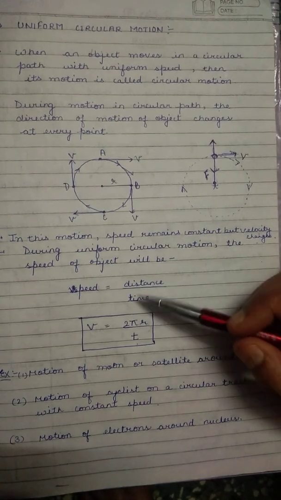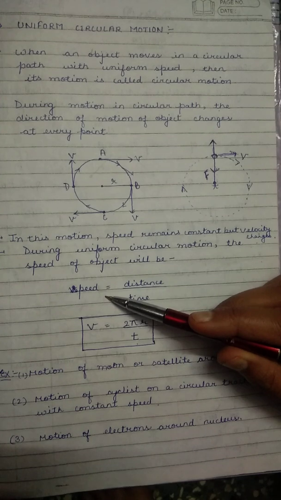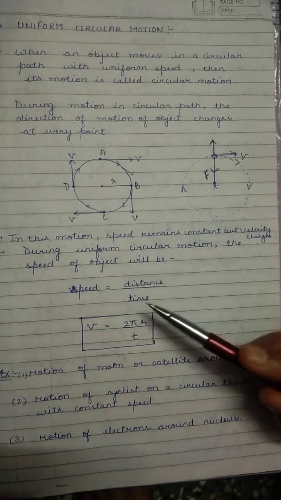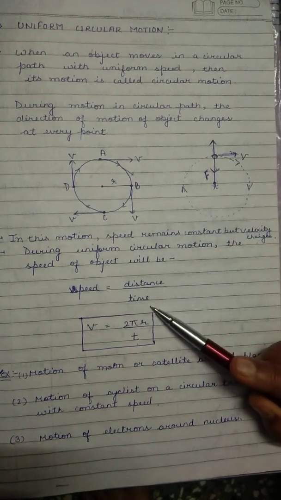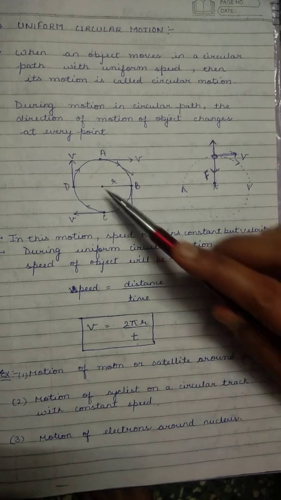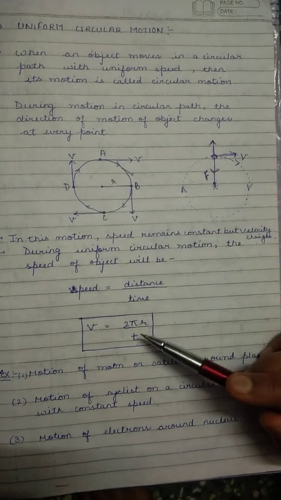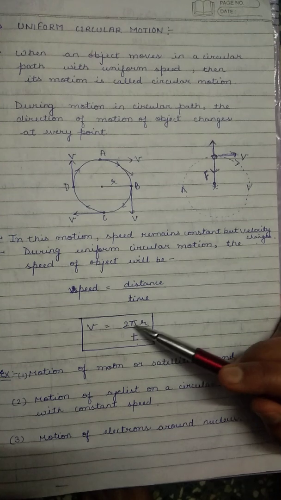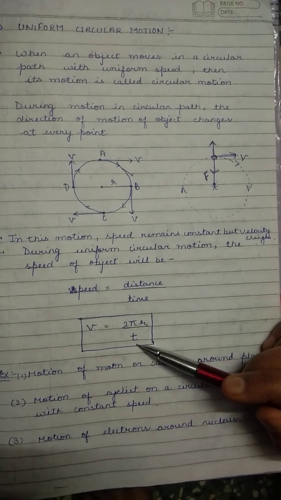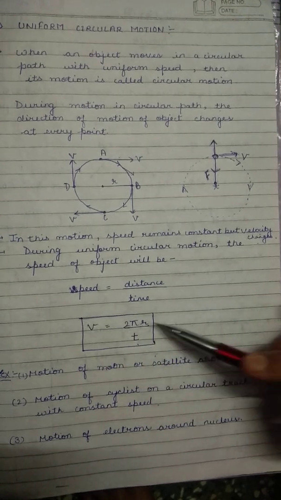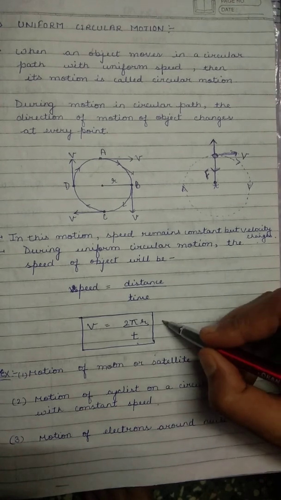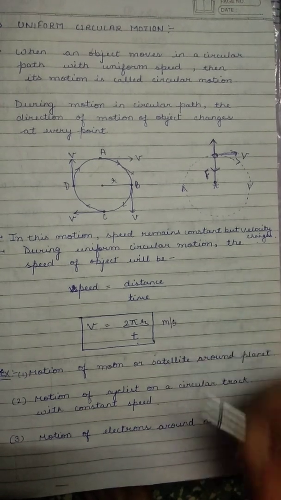Okay, now we can also calculate the speed in this uniform circular motion. The speed is equal to distance upon time, and if the object is moving in a circular path, then definitely in one round it will cover a distance of 2 pi r, so speed equals 2 pi r upon t. So the speed will be calculated by this formula. The unit of speed will be meter per second.